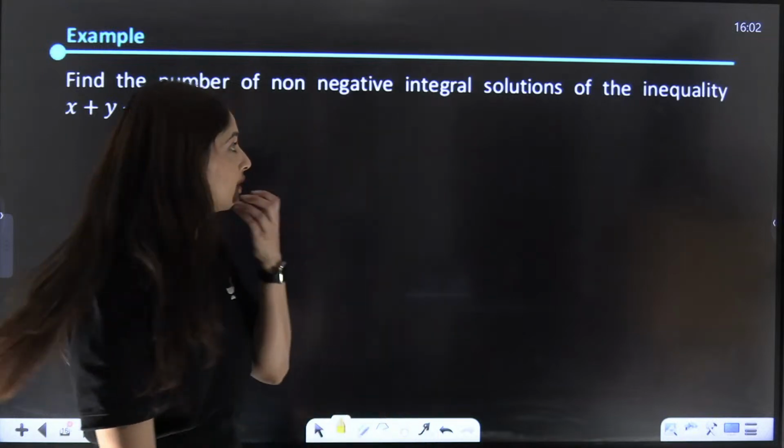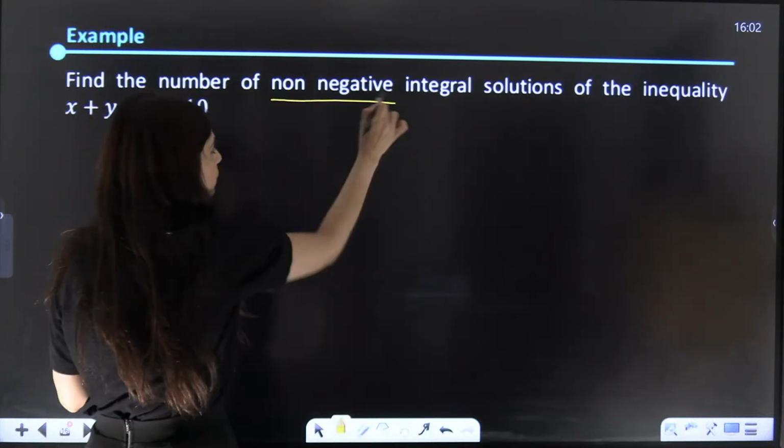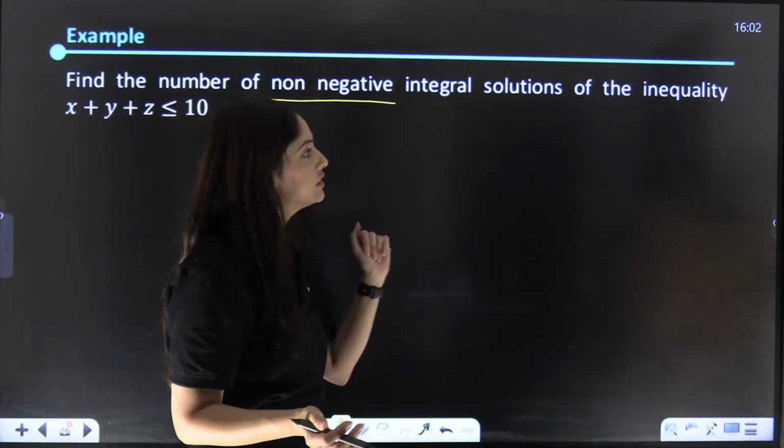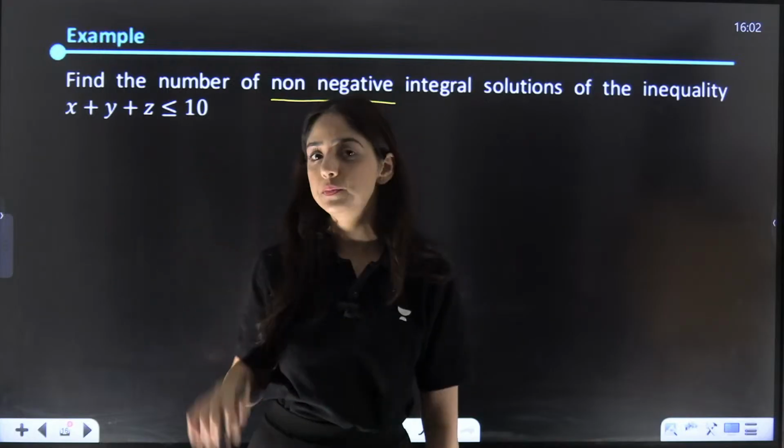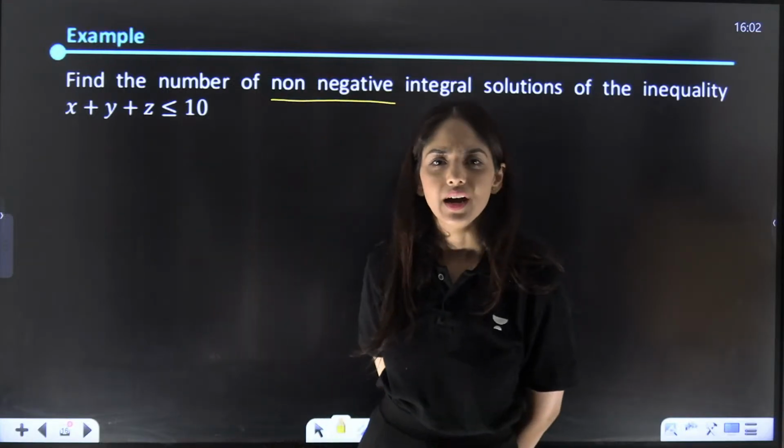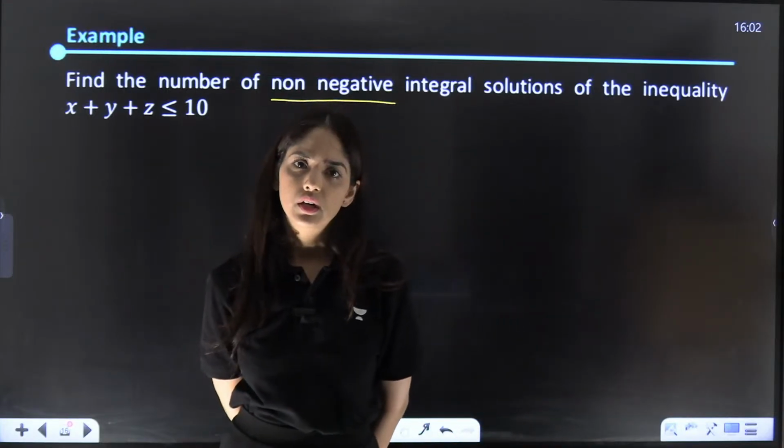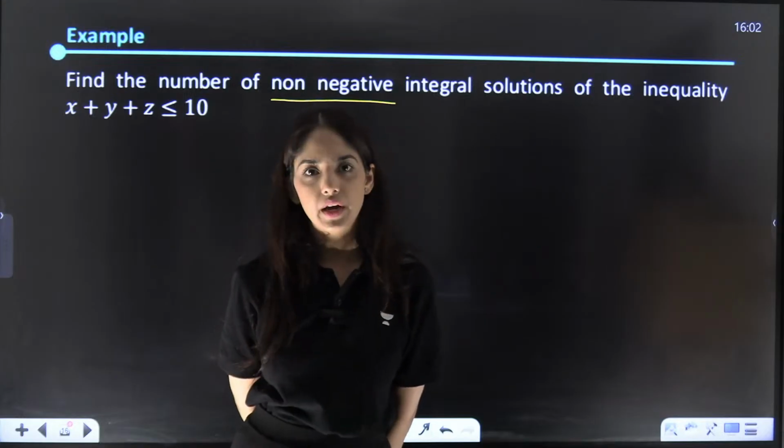Now, find the number of non-negative, so 0 or higher, integral solutions of the inequality x plus y plus z less than or equal to 10. How do we solve inequalities? If this were equal to 10, we could have done it.